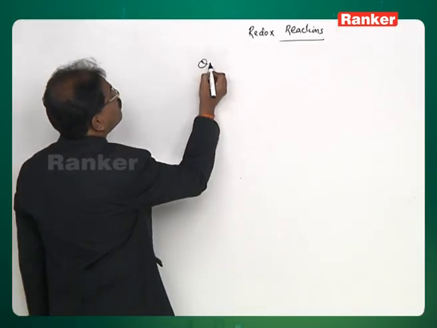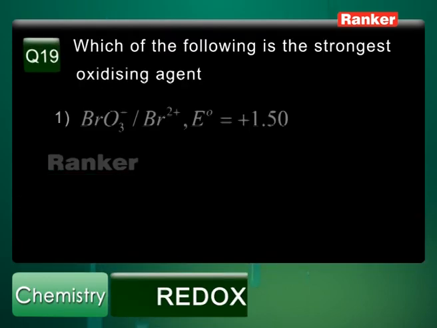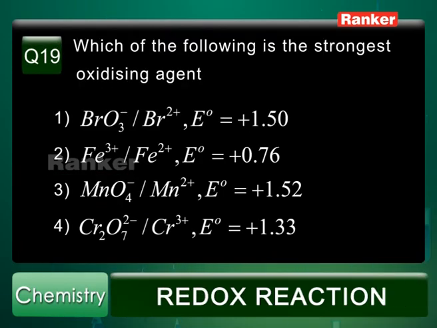Next, question number 19. Which of the following is the strongest oxidizing agent? Here in all these 4 options, they have shown different species along with the electrode potentials. So first observe the electrode potentials. Based on the electrode potentials, we have to identify the strongest oxidizing agent.